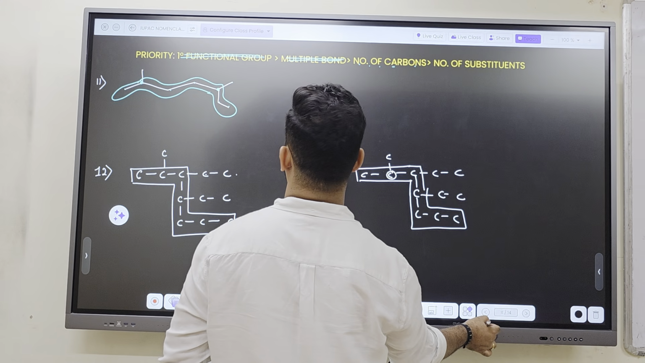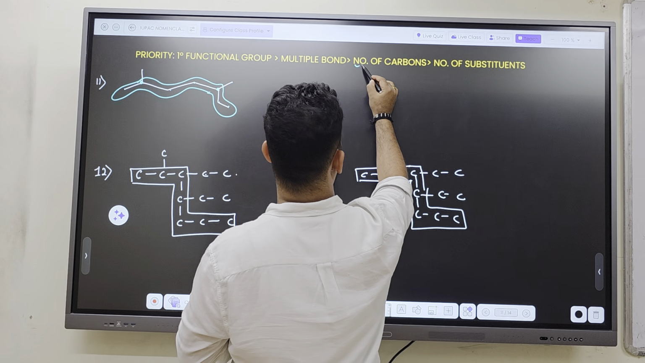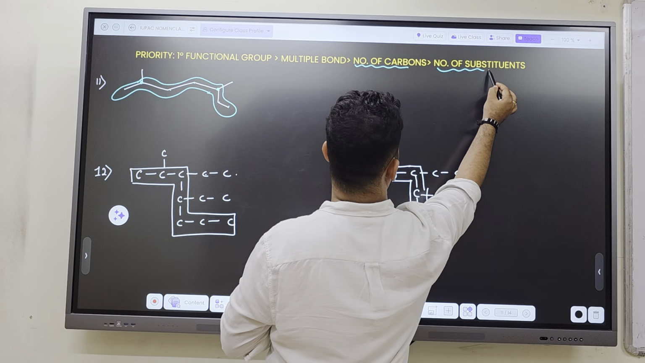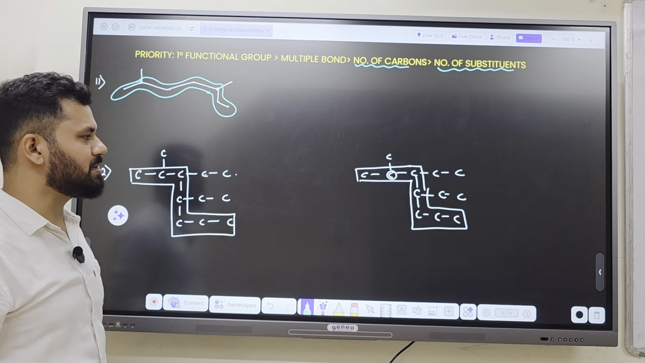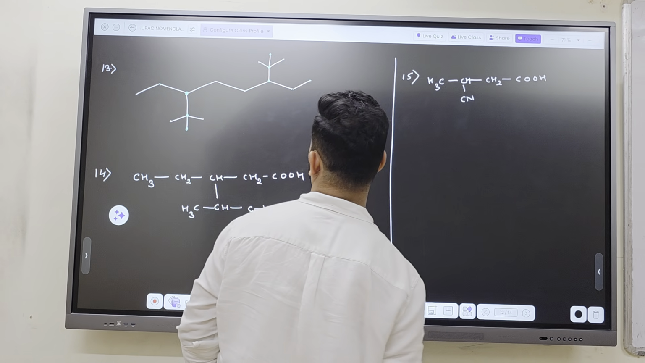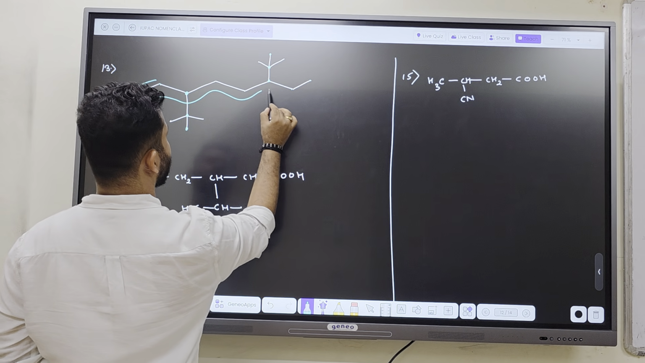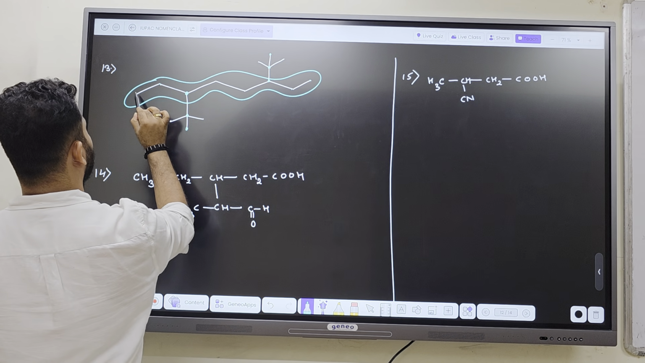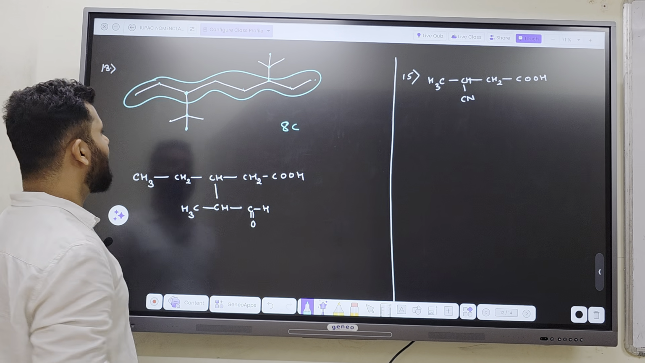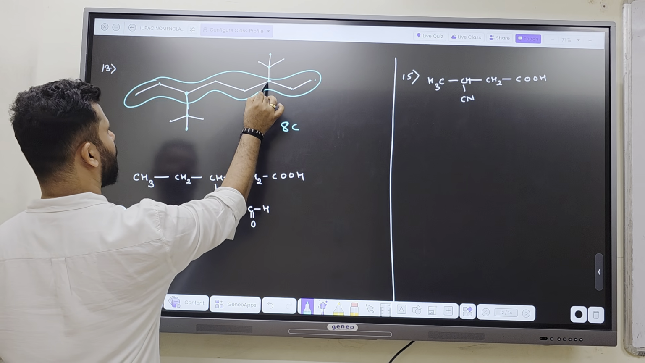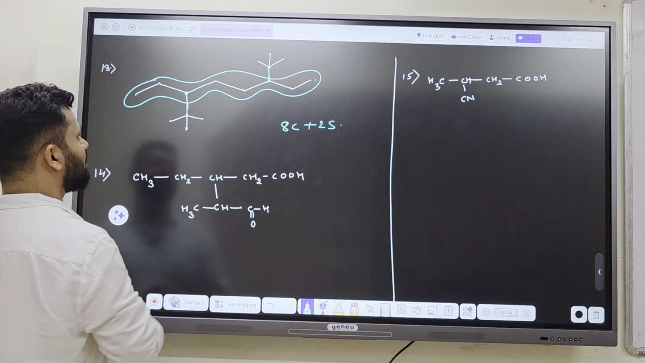If the number of carbons are same, check for the number of substituents. If I go straight, let us assume, then I will have 1, 2, 3, 4, 5, 6, 7, 8 carbons, and 1 substituent hanging from here, 1 substituent hanging from here. So total 2 substituents, if I go that way.